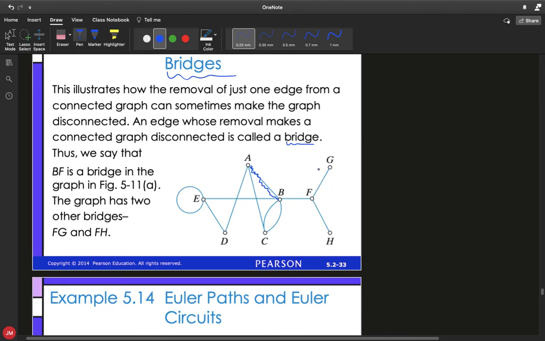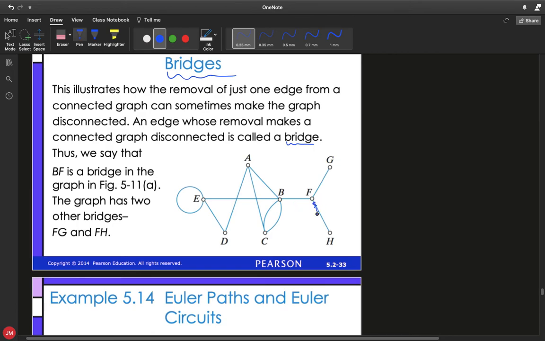You'd still be able to get from any one point to another, so that would not be considered a bridge. Same with this loop from E to itself. Obviously, that is not a bridge, because if we got rid of it, everything would still be connected. So a bridge is an edge where if you remove it, the graph becomes disconnected.